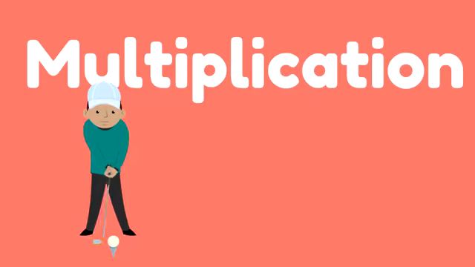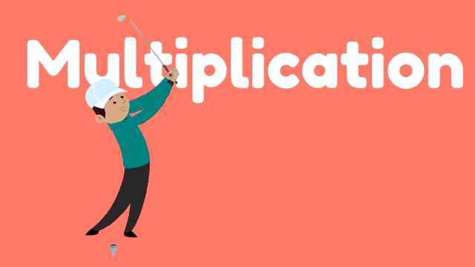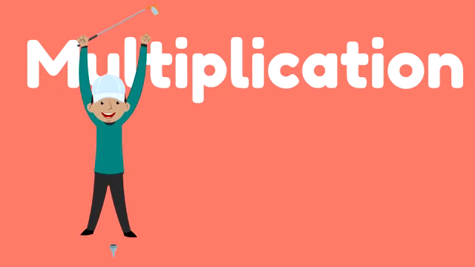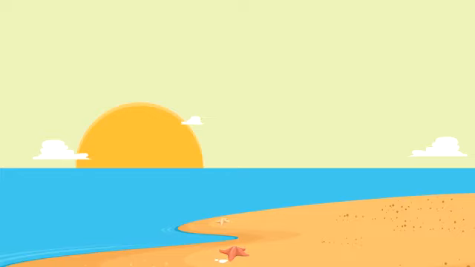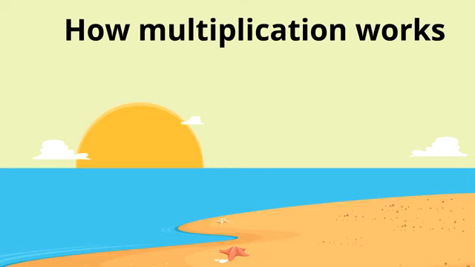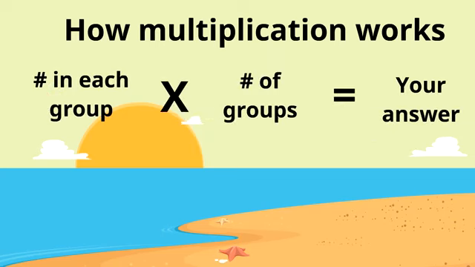This is so much fun! This is multiplication! Now let's skip count to get the answer. 2, 4, 6, 8. 8 is our answer. There are 8 wheels. 2 times 4 equals 8. This is how multiplication works. We put the number in each group times the number of groups, and we get our answer. You're getting the hang of it.